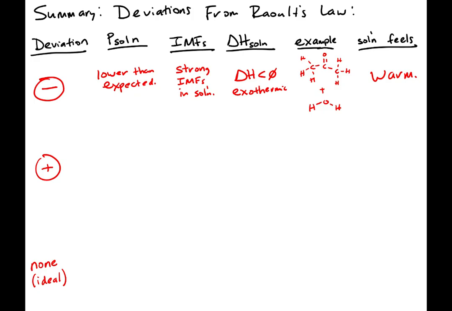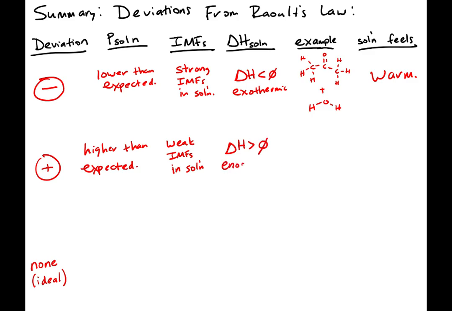What about if you have a positive deviation from Raoult's law? Well, the reason why you have a positive deviation from Raoult's law is because the vapor pressure of the solution is higher than expected. And the reason why the vapor pressure is higher than expected is because the IMFs are weak. If the IMFs in the solution are weak, then the solution is more unstable, or it's higher in energy than the pure solute and pure solvent. And so the delta H for solution formation will be positive.